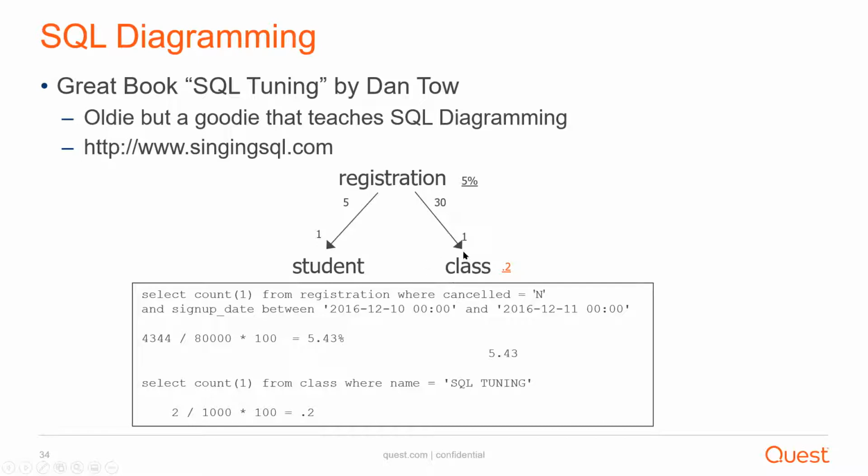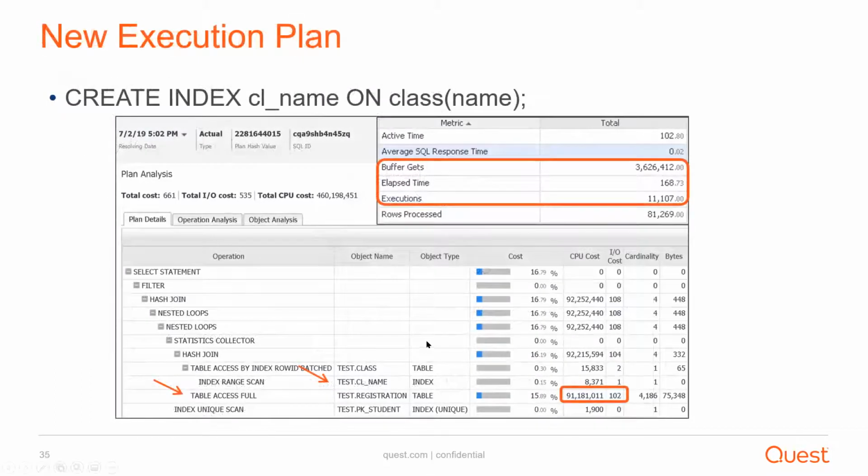So my better filter and my driving table should be class. I want to drive that table by class, so I created an index on class name. Already you can see it's using it, and look at my buffer gets way down. Instead of 118 million, they're now 3 million.